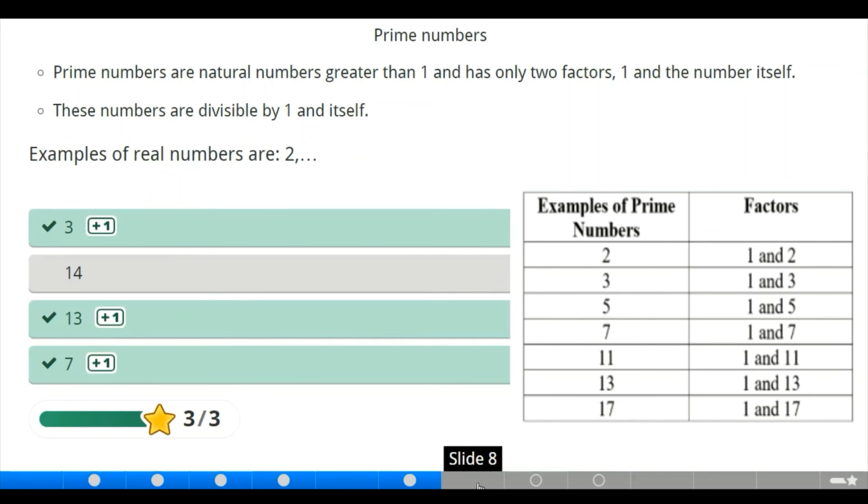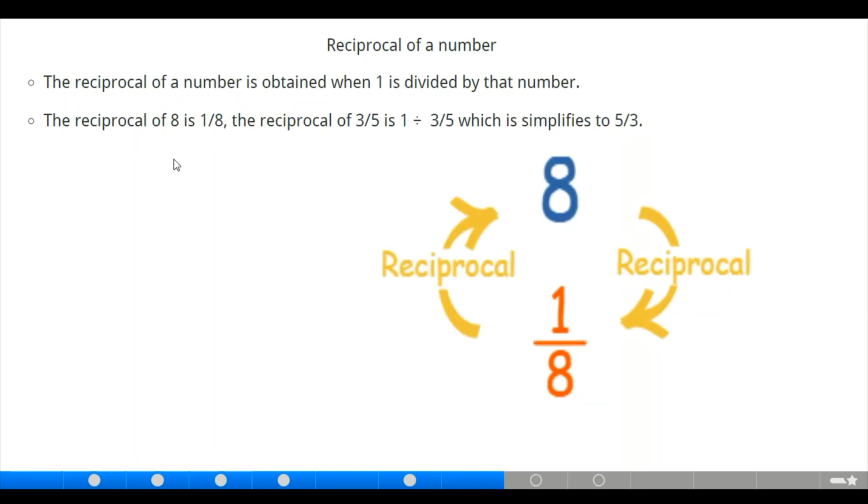Now that leads us to the next subtopic, which is the reciprocal of a number. The reciprocal of a number is obtained when 1 is divided by that number. So when you have any given number, you divide 1 by it and that gives us the reciprocal of that number. Now we have an example here. The reciprocal of 8 is what? 1 over 8. Because when you divide 1 by 8, it gives us 1 over 8. Now the reciprocal of 3 over 5 is what? It is 1 divided by 3 over 5, which is simply 5 over 3.